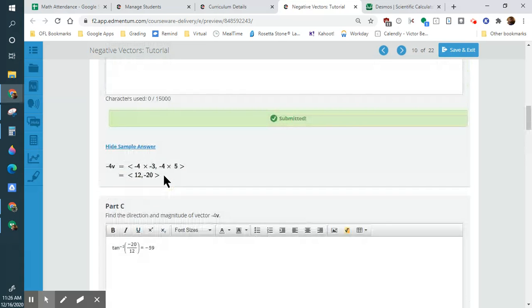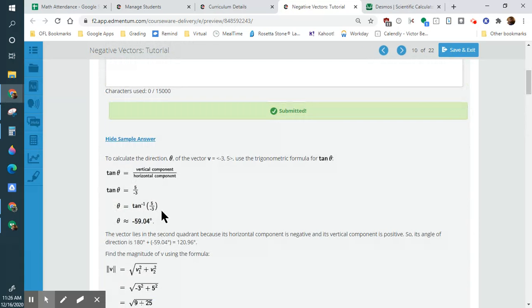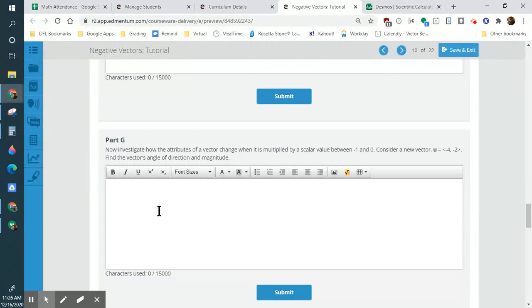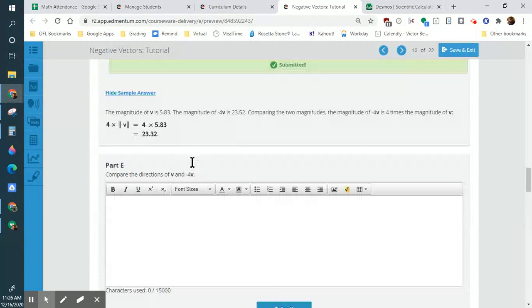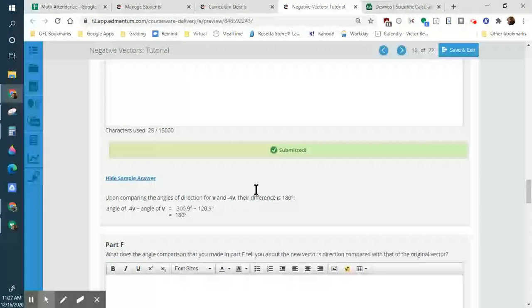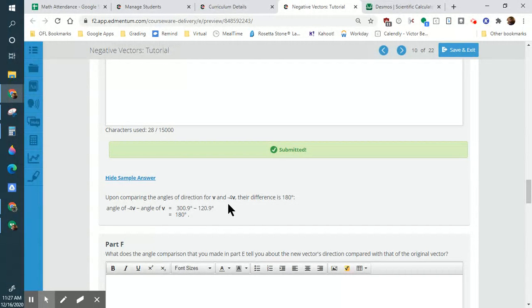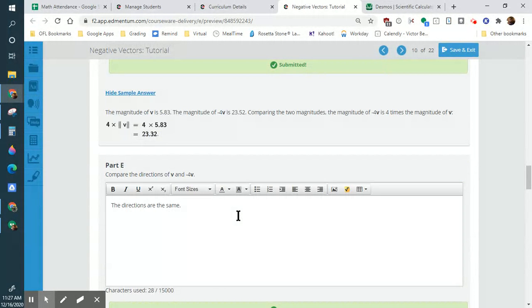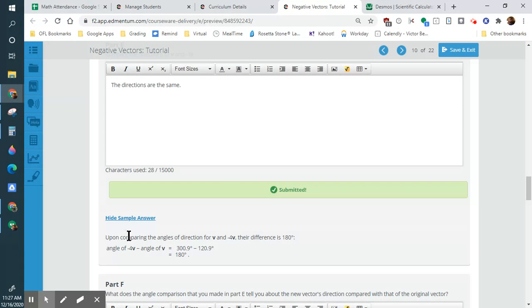-59 degrees and -59 degrees. So we're just going to say the directions are the same. It should be opposite, but we're still getting that negative angle. Comparing the difference of 180. I don't know what it's asking here. So upon comparing the angles of direction, the difference is 180. I don't know where they got that.